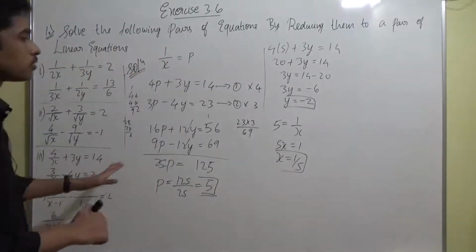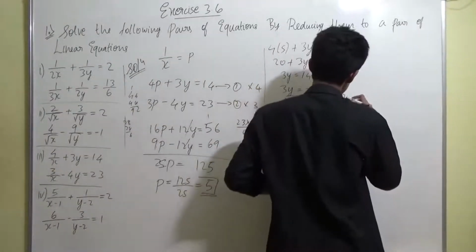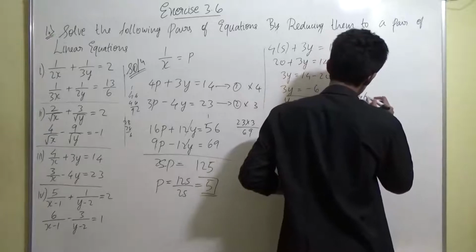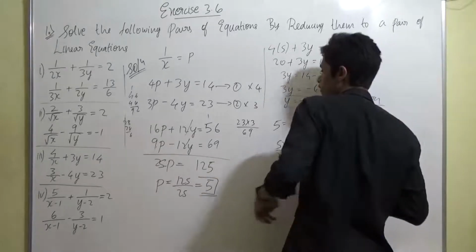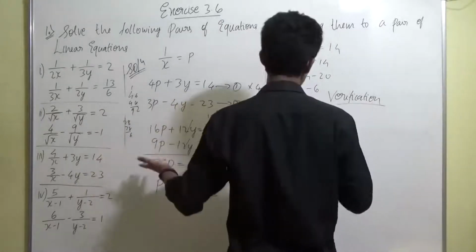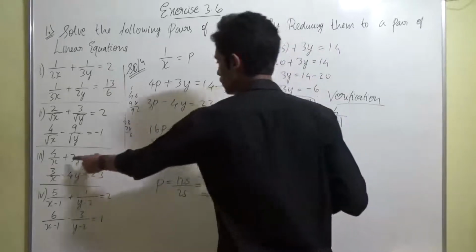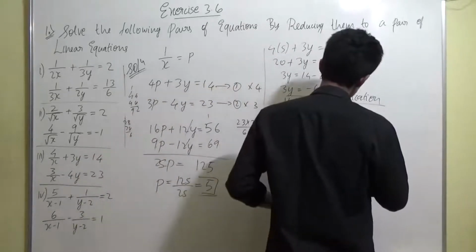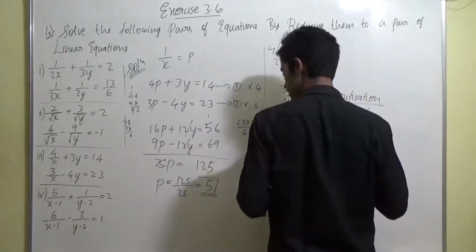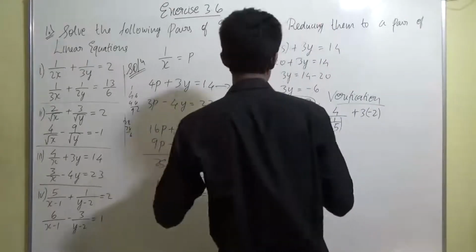Now we have to do the verification step, guys. So I'll do the verification step here. That is, we have to put these two values, the value of p and the value of y, back into these two equations, and then we'll see if LHS will be equal to RHS. So 4 by 1 by 5 plus 3 into the value of y, which is minus 2. We have to check whether it is equal to 14.